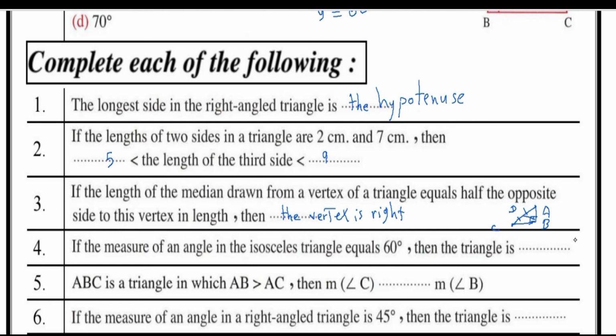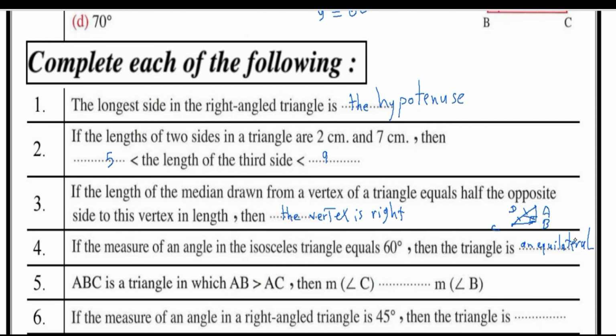If the measure of an angle in an isosceles triangle is 60, then the triangle is equilateral. In an isosceles triangle, as soon as I find a 60 angle, it turns into an equilateral, because all the angles become 60.